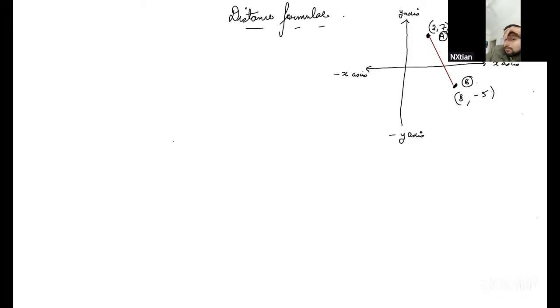So if they ask you to find the distance between them, how will you find it? There's a formula called the distance formula. AB distance is equal to the square root of (x2 minus x1) square plus (y2 minus y1) square. Okay, now what is x, what is y?